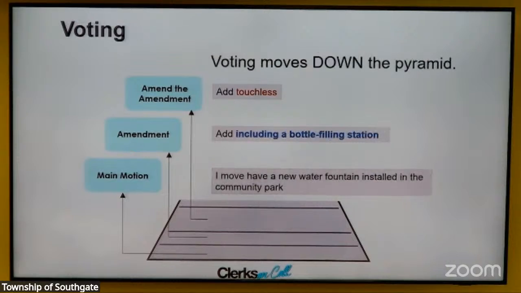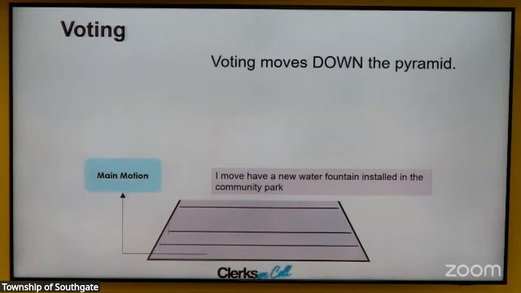Then when you vote, you actually move down the pyramid. So when you're going to vote on that series of motions, you would start with voting on the secondary amendment, which was adding the word touchless first. And then you see whether or not council agrees with that one or not. And then once that is decided, you would go to the original amendment, which was including the bottle filling station. And then once that is voted on and decided upon, you would move down to the main motion.